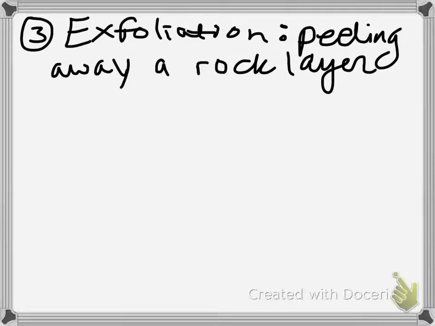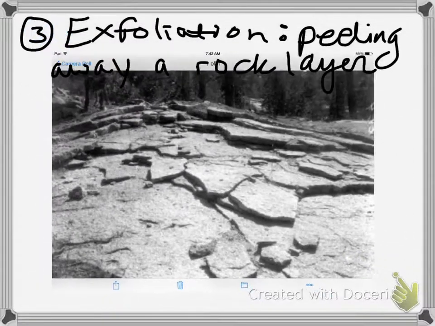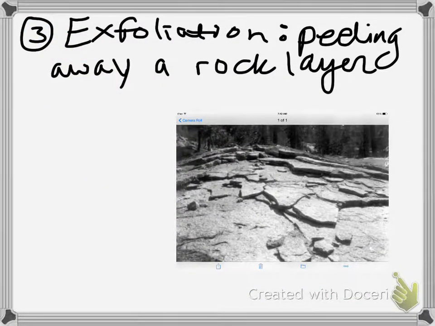So a picture of this we saw from the USGS. I'll show it to you again. In this picture, you can see distinct pieces of rock, right? These little layers. That's where the rocks have just peeled in layers and become separate chunks.